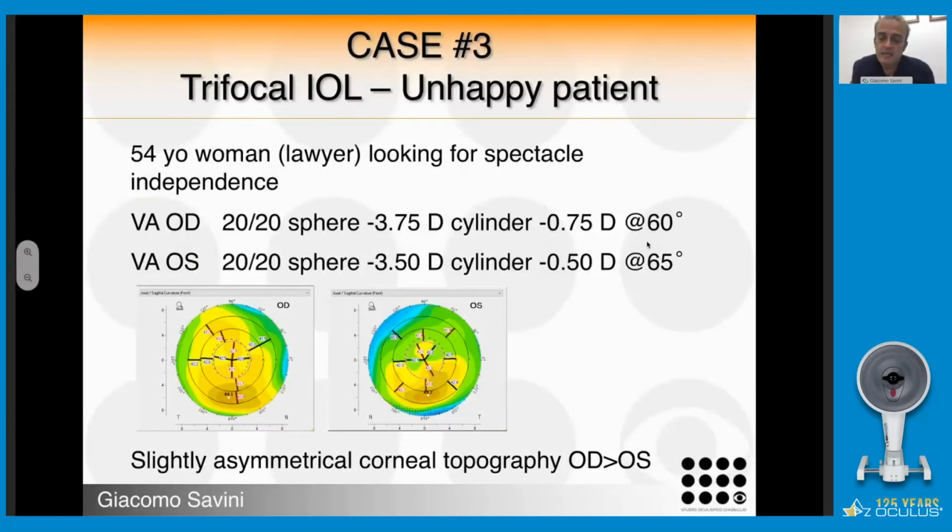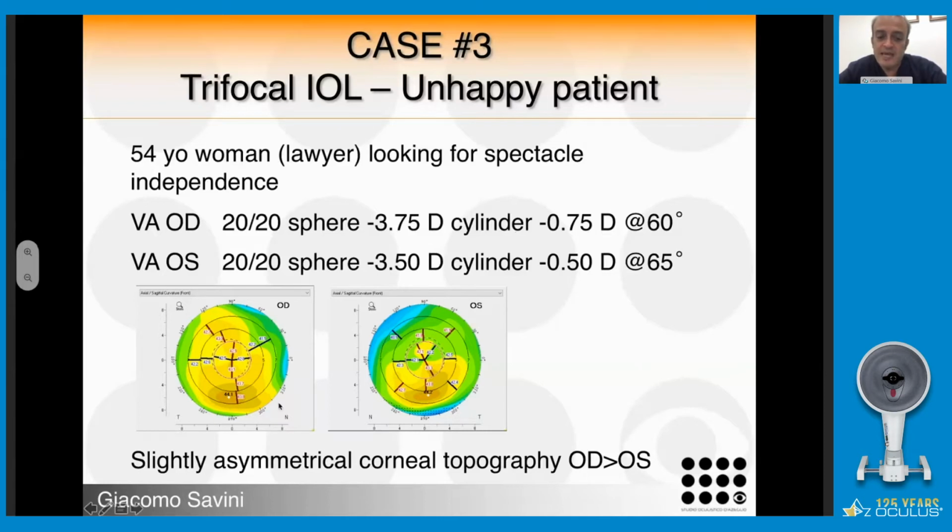Third case, an unhappy patient with a multifocal lens. This was a young 54 woman, a lawyer. She was looking for spectacle independence but had no cataract at all. And moreover, she was slightly myopic, so she was used to a perfect vision for near.